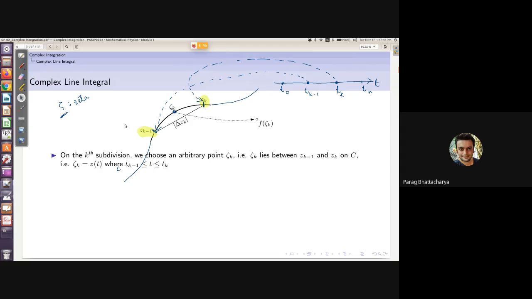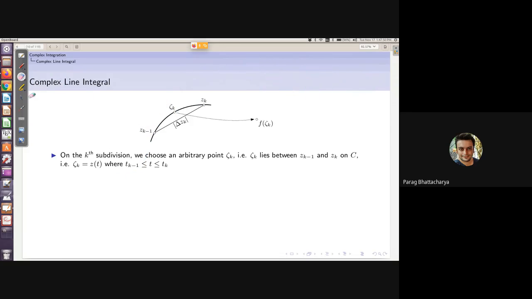So now what we do is, let me clear this up. We take the kth subdivision. The kth subdivision will go from z_{k-1} to z_k. Okay, so we choose an arbitrary point, zeta k, and this zeta k lies between z_{k-1} and z_k on C.